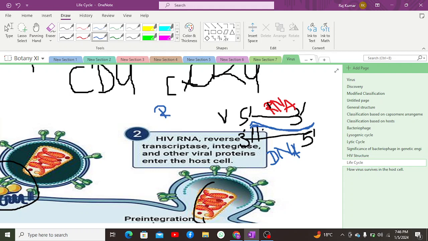As it cleaves the hydrogen bonding, the RNA strand and DNA strand are separated, as a result of which the cDNA which is formed here will now be further utilized by RTase. Now this cDNA will further form its complementary DNA. The cDNA here is 3 prime to 5 prime. It will form its complementary DNA, which is 5 prime to 3 prime.